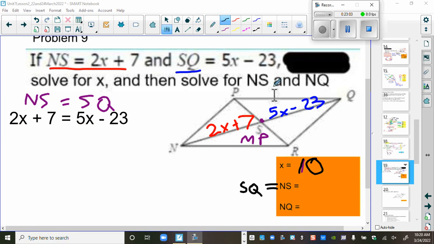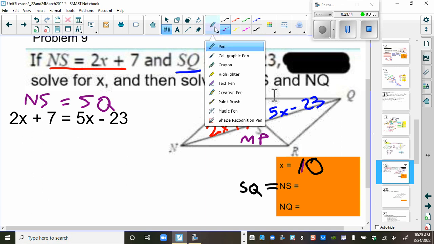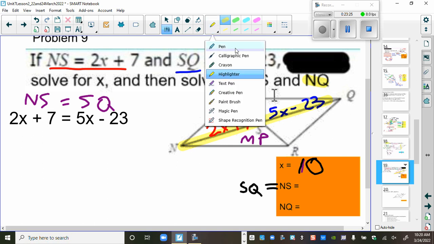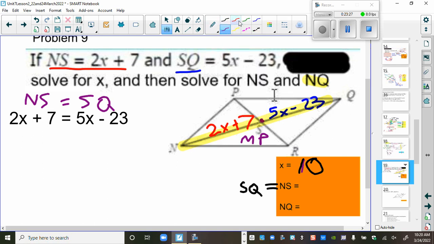Yeah, some of these problems are going to fool you. They're going to want you to think, oh, the teacher just wants us to go this part and then this part. No. NQ, remember, is the entire distance. I'm going to highlight that real quick. NQ is the entire distance. And NS, I'll underline. NS is just this part.